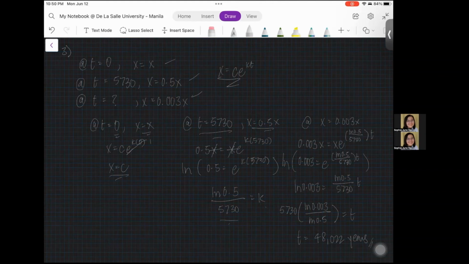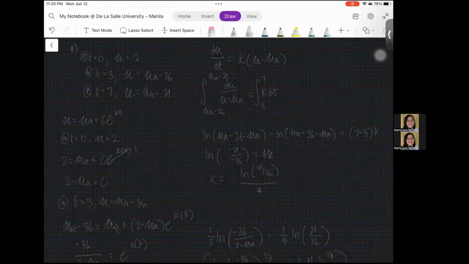Now that we have both of our constants, we'll be able to find for the time, given that only 0.003 of the C14 remains. Okay, so first cancel both of these and then apply ln to both sides. Afterwards, multiply by 5,730 and divide by ln 0.5. After that, you'll be able to get the time, which is equal to 48,022 years. See? Easy.